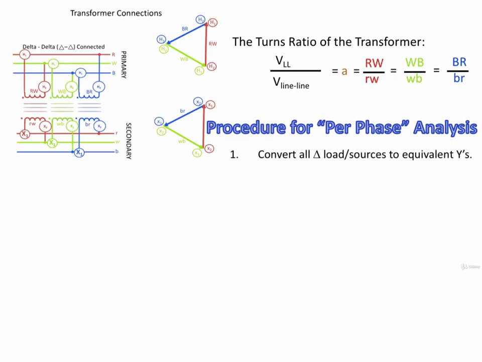In coming up with a per-phase equivalent circuit for this type of transformer, the first step in the procedure for a per-phase analysis is to convert all delta loads and sources, and the transformer is a source in this case, to their equivalent Y connections. The neutral, of course, is hypothetical because there is no neutral in this connection. However, it can be calculated by referring to the three-phase phase relationships because we're talking about a balanced condition here.